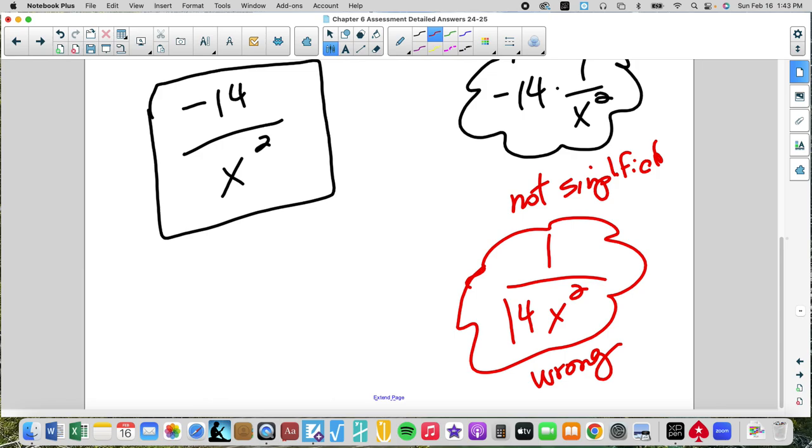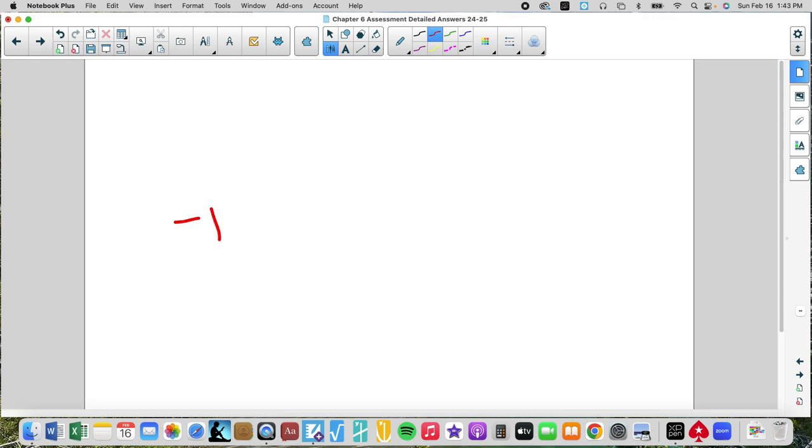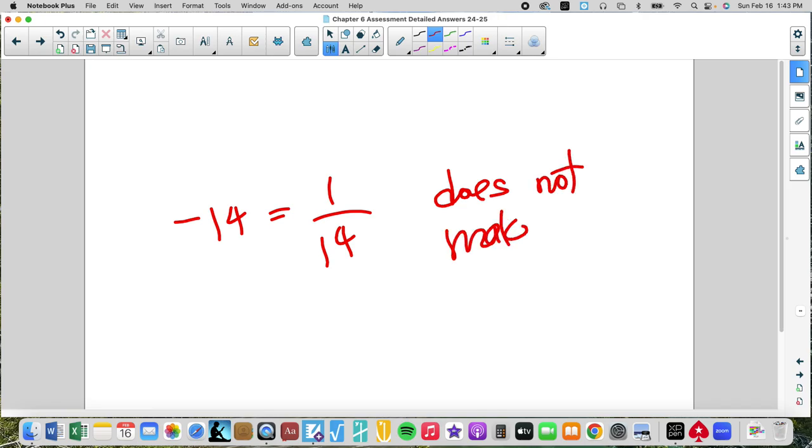Changing the sign of a coefficient does not change its location. Negative 14 doesn't become 14 in the denominator. Under no circumstances does negative 14 equal 1 over 14. That doesn't make sense.